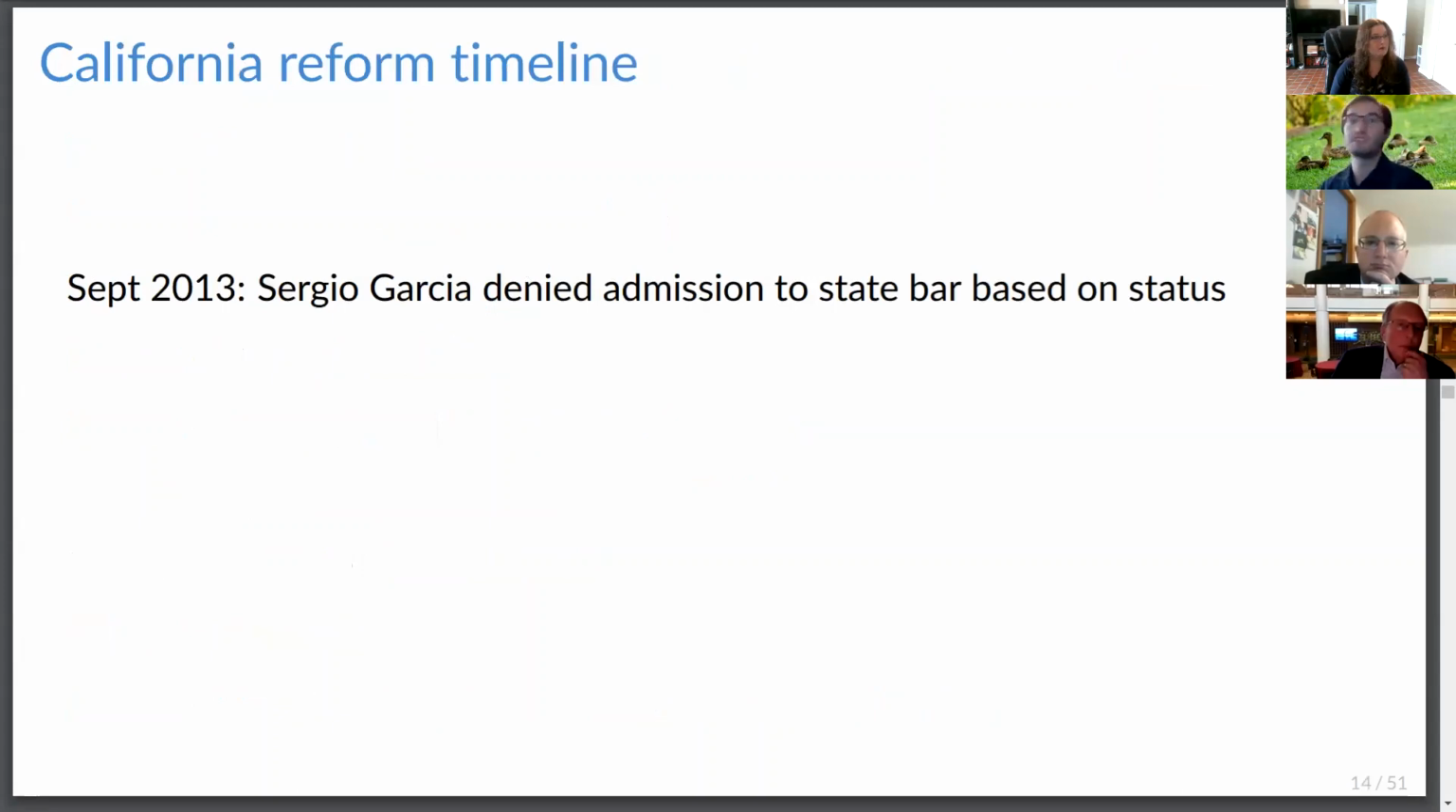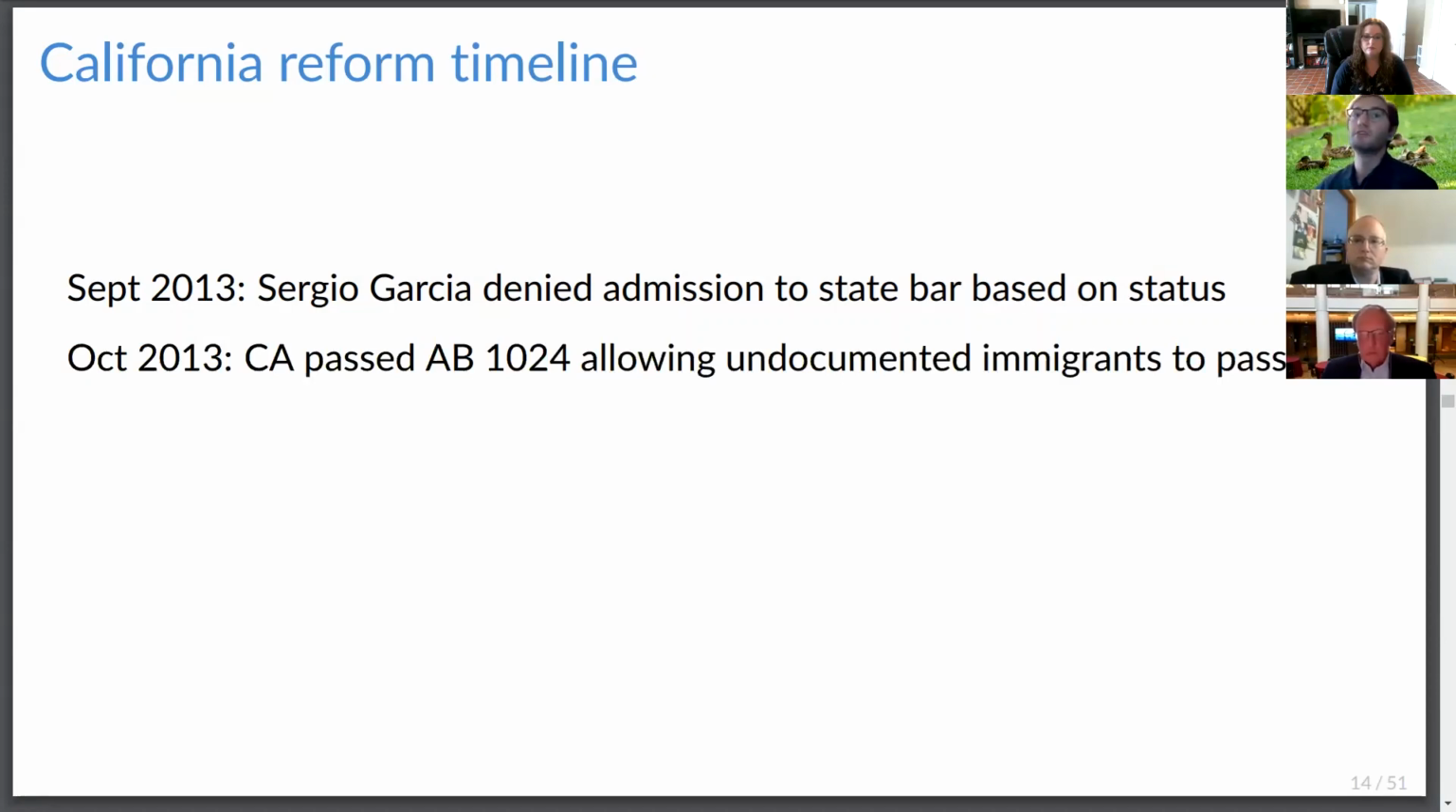Okay, now I want to go a little bit more over the timeline of this legislation, so that I can argue more forcefully that it represents a natural experiment. It started at the end of 2013 when Sergio Garcia was denied access to the state bar based on his immigration status, or really misrepresenting his immigration status on his law application. He appealed this decision, and the Supreme Court of California referred to the earlier policy that I mentioned, that states cannot grant licenses to undocumented immigrants unless the legislature explicitly allows it. So they turned to the state legislature, and within a month, the California legislature passed a bill allowing undocumented immigrants access to pass the state bar.